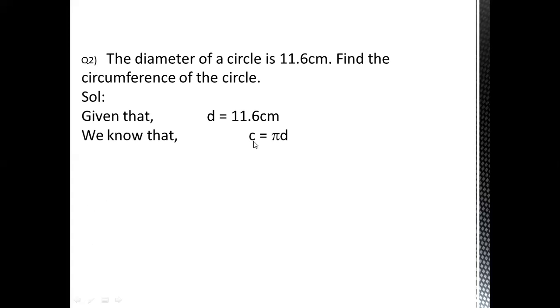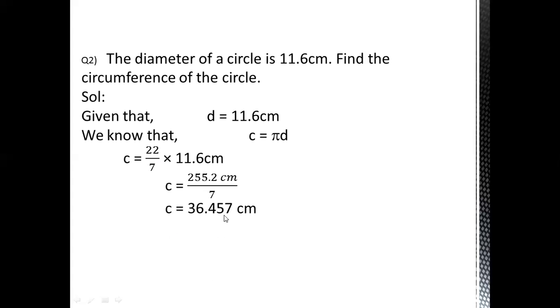We know that circumference is pi d or 2 pi r, because d is 2r. Here radius is not given, that's why we use the formula pi d. It is 2 pi r, so 2r is equal to d. That's why we put d here. So pi value is 22 over 7 and d value is 11.6. Multiply with 22, divide by 7. So we get circumference 36.457 centimeter.